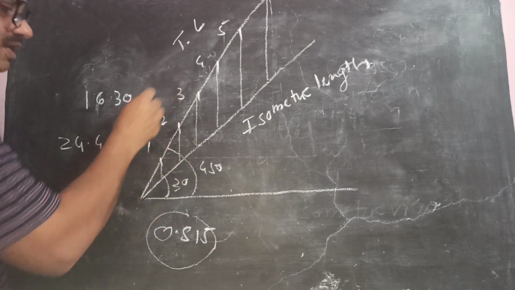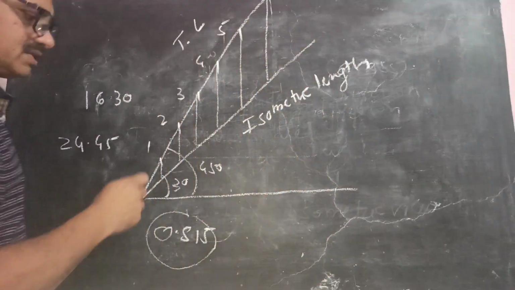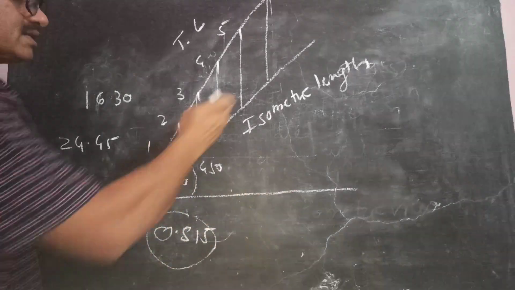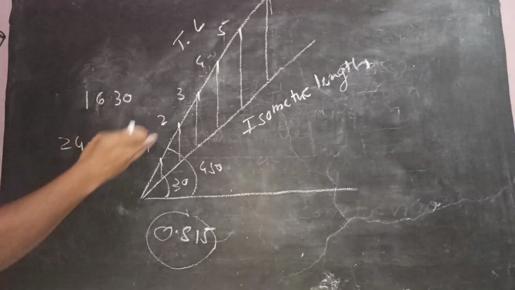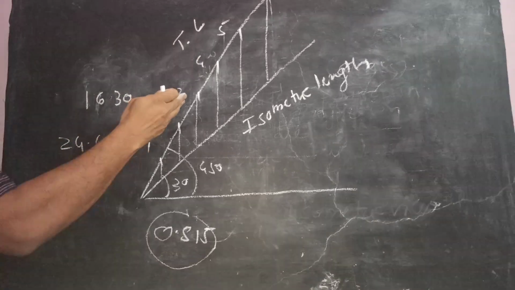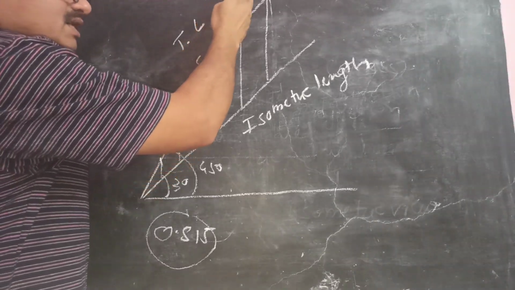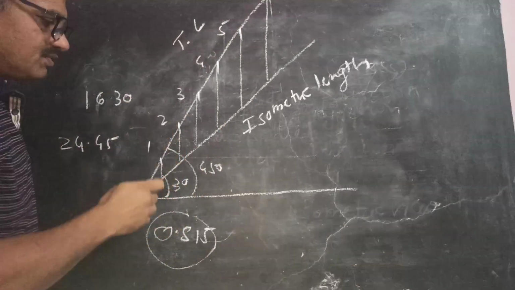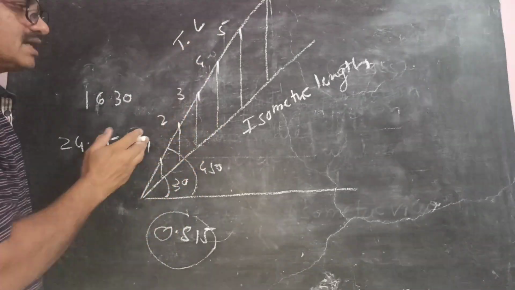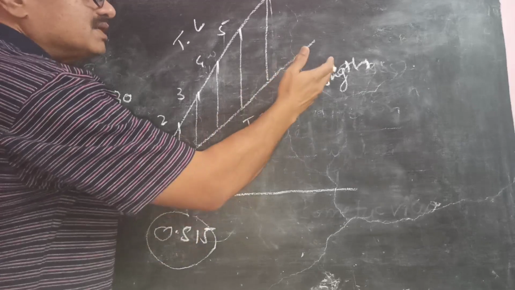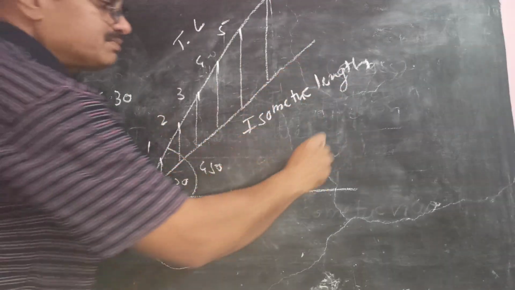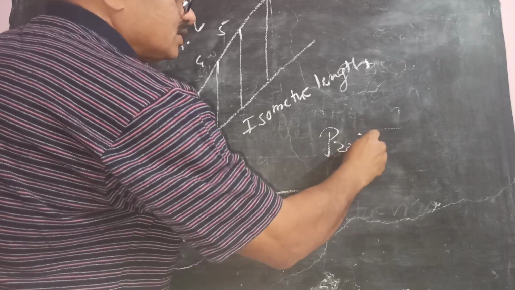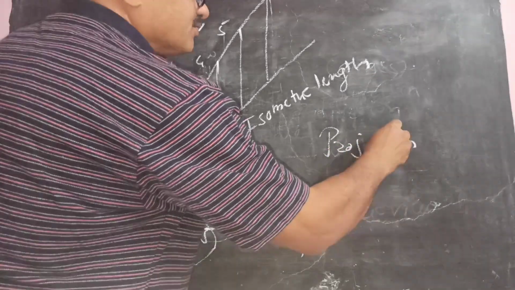So you have to draw this simple scale. Draw a line, draw a line at 30 degrees, draw a line at 45 degrees. Make the divisions of 1 centimeter, 2 centimeter, 3 centimeter, 4 centimeter, 5 centimeter likewise, and draw the vertical lines from these. These are the true lengths, these are the isometric lengths. You have to draw this whenever you draw the projection. Do not draw it when you draw the isometric view.